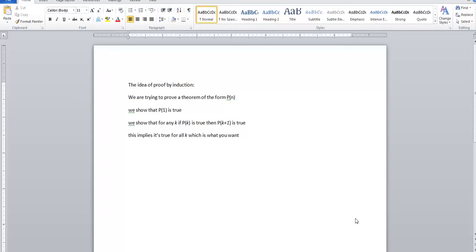The proofs by induction have two parts. In the first part, we show that P of 1 is true. So you show the theorem is true for n equals 1. And then you show that if it's true for some number k, then P of k plus 1 is true. So whenever it's true for a number, it's true for the next number. So that knocks the next domino over. And then you're done, because since it's true for 1, and whenever it's true for a number, it's true for the next number, then if it's true for 1, it's true for 2, which means it's true for 3, etc. So let's see an example.